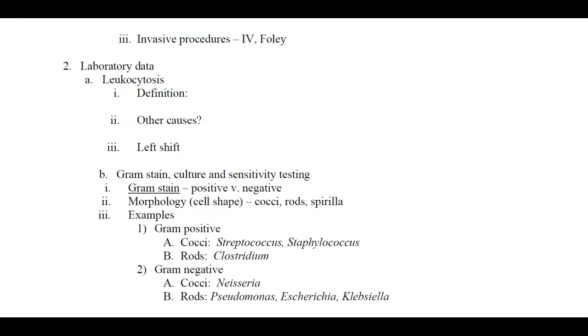Left shift is basically when there's more immature leukocytes, mainly neutrophils and bands, than the mature white blood cells. So there's a high number of young, immature white blood cells present, and usually the reason for that is infection, mainly bacterial infection, and occasionally inflammation. So the bone marrow is producing more white blood cells and releasing them into the blood before they're even fully mature. So that's what you call left shift.